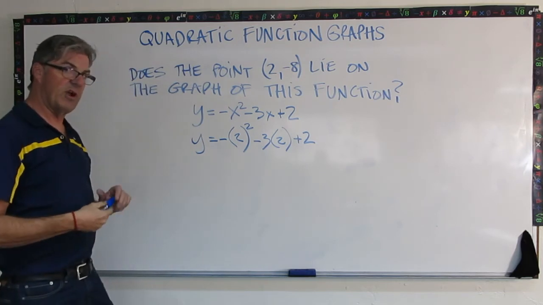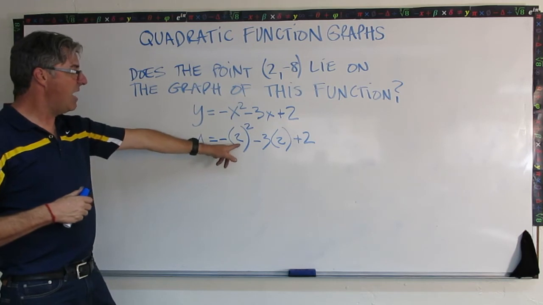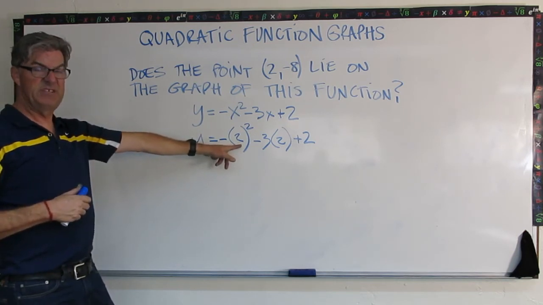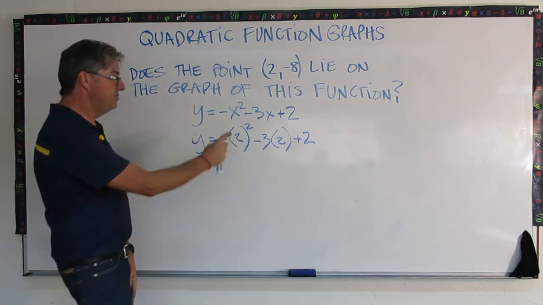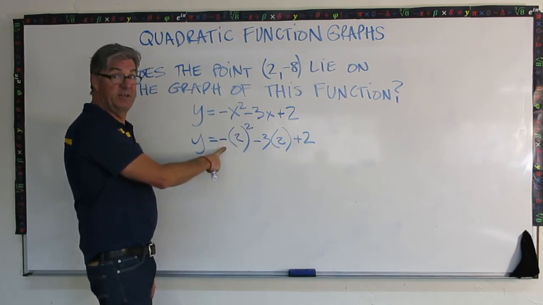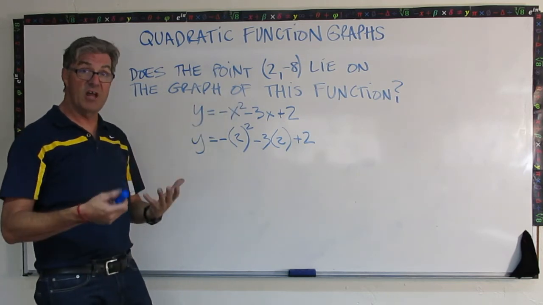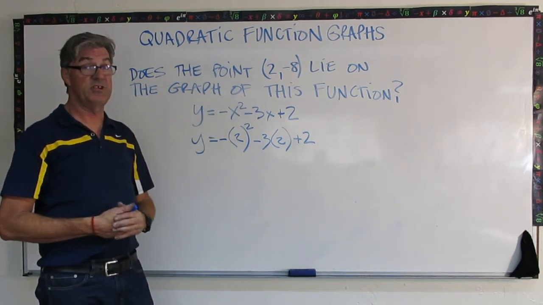Before we work this further, I want to point out something. Notice how I put the minus outside of the parentheses. This is just to make sure I do my square first and then put the negative on it. I'm not going to take the 2 and make it -2 and square it. That's not correct. It's not the way to do order of operations.